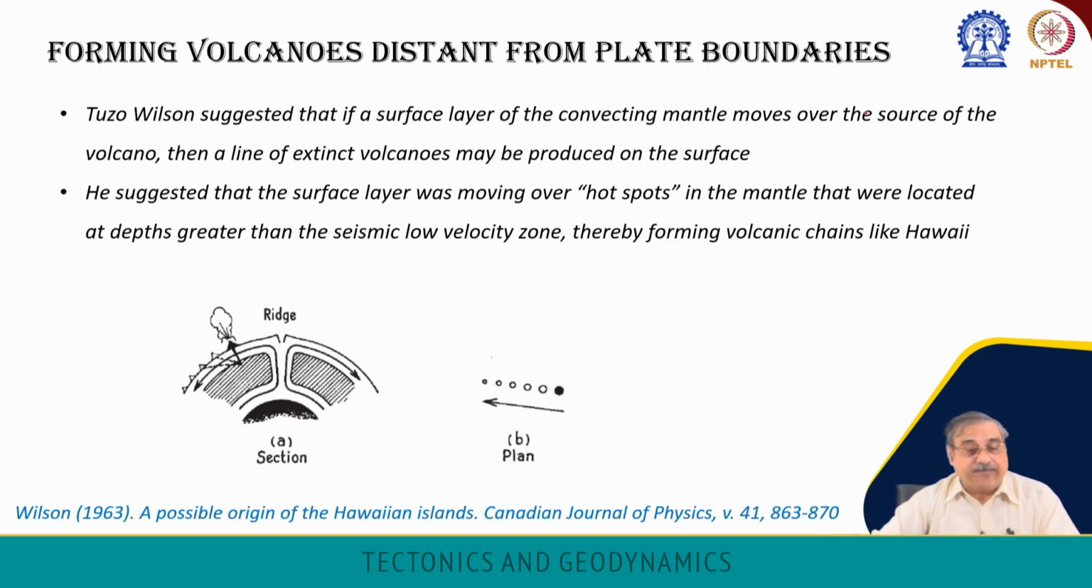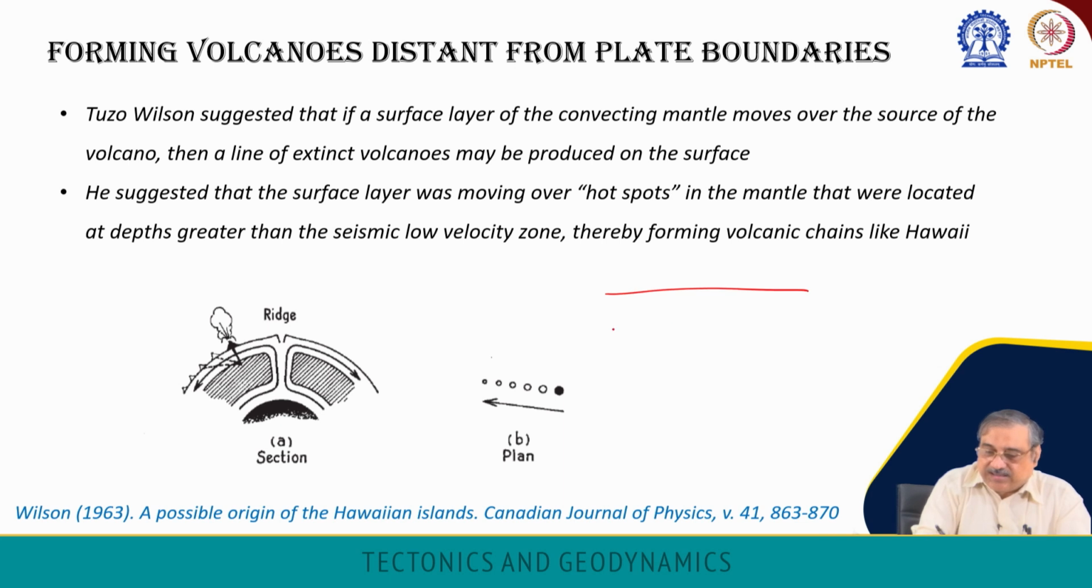And his idea then was that if you had to form volcanoes at a distance from plate boundaries, he suggested that if you have a surface layer of the earth, which is moving over a convecting mantle, that is, if you have, let us say, this is a layer, and the source actually lies here, sorry. So, if you have a layer and the source is lying below this part here, then the source of the volcano is here.